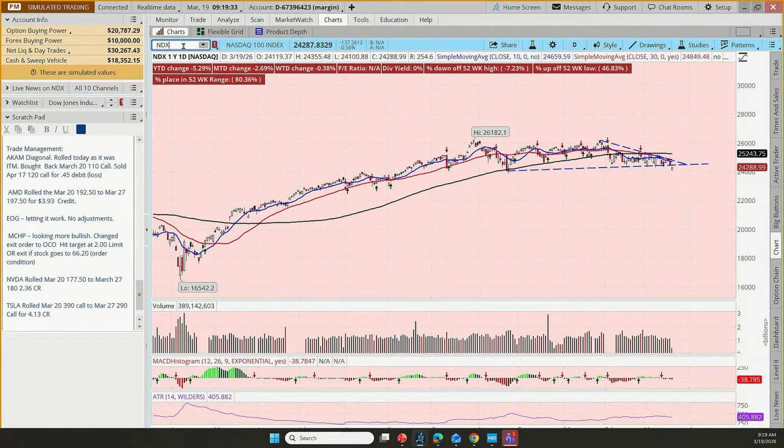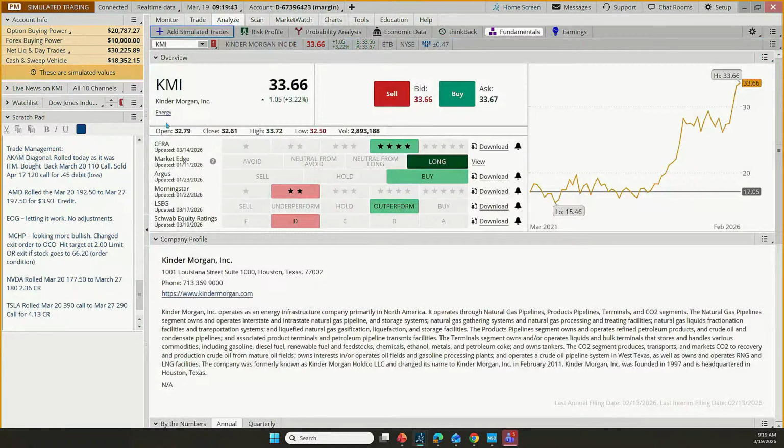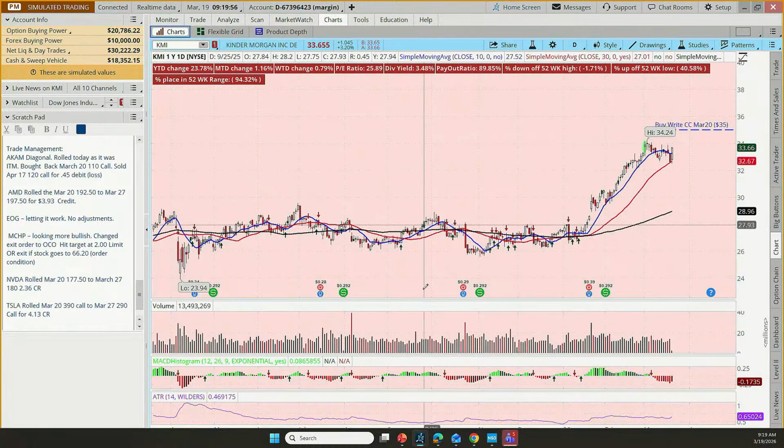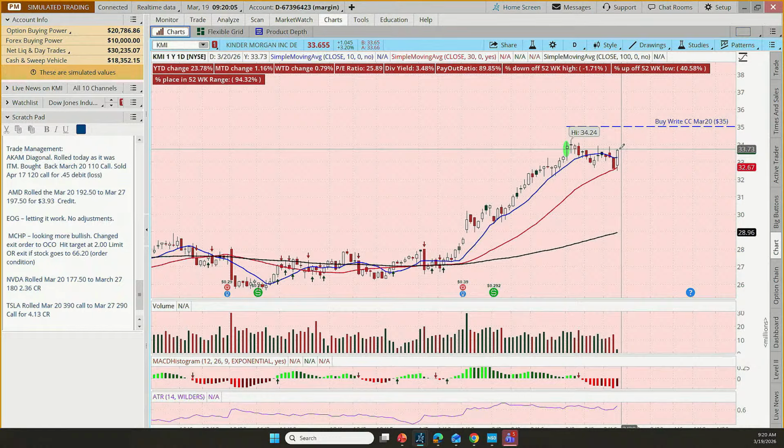So I want to do both a bullish and a bearish example, but let's look at KMI. Kinder Morgan, if you're not familiar with this company, is part of the energy sector. It is an energy infrastructure company based in North America, natural gas pipelines, etc. And when we look at this today, we've got this big bullish candle. We've had a little bit of a pullback, and it's moving to the upside.